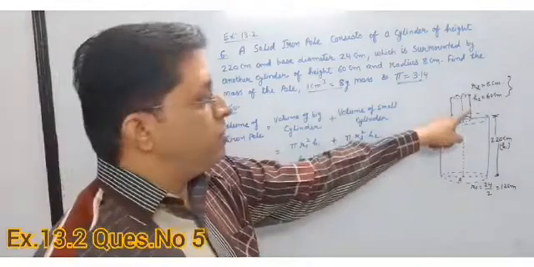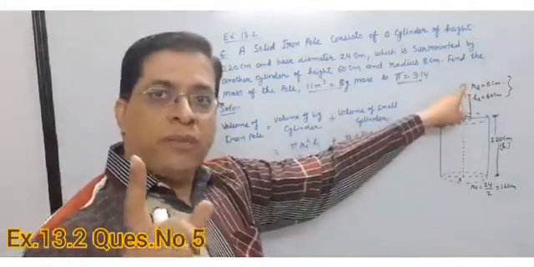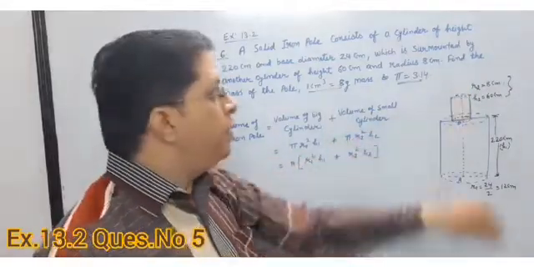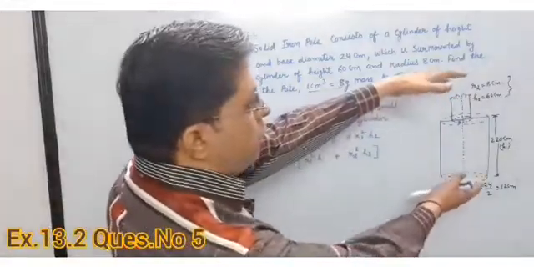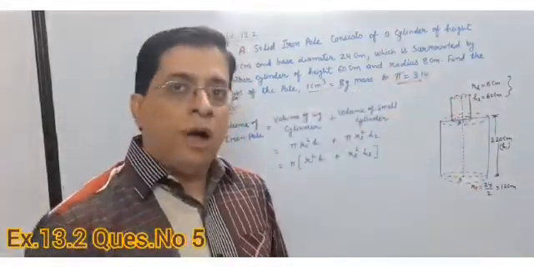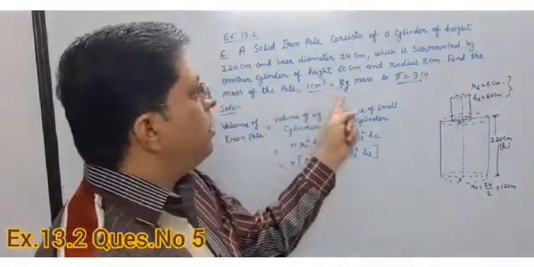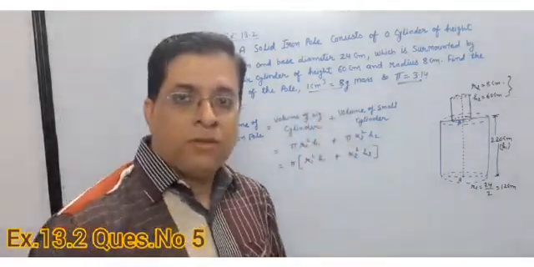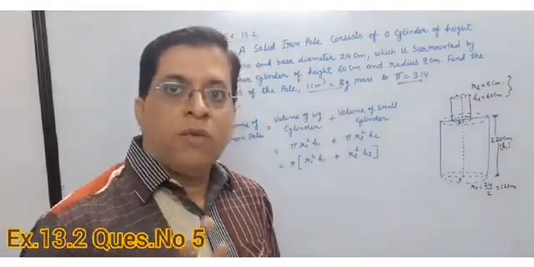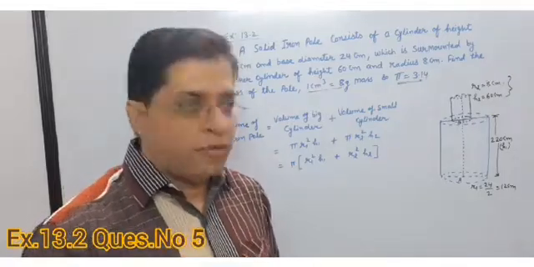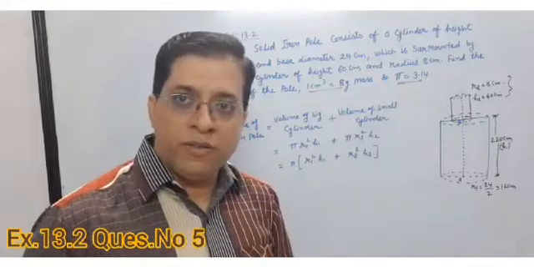Height of the small cylinder is 60 centimeter and its radius r2 is 8 centimeter. Find the mass of the pole. You have to find the total mass of this iron pole. How can you find it? One clue is given: 1 centimeter cube equals 8 gram of mass. Whatever volume will come, you have to multiply by 8. You will get the answer in grams. And take the value of pi as 3.14, it is compulsory.